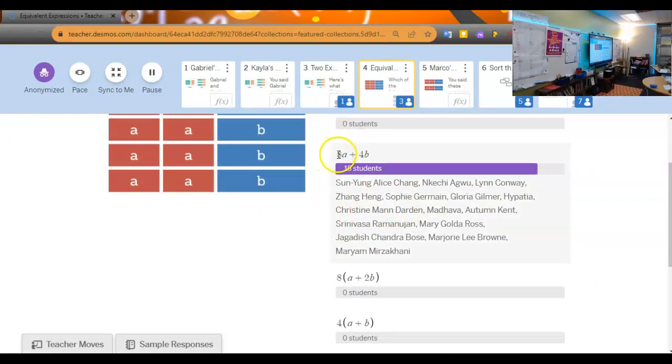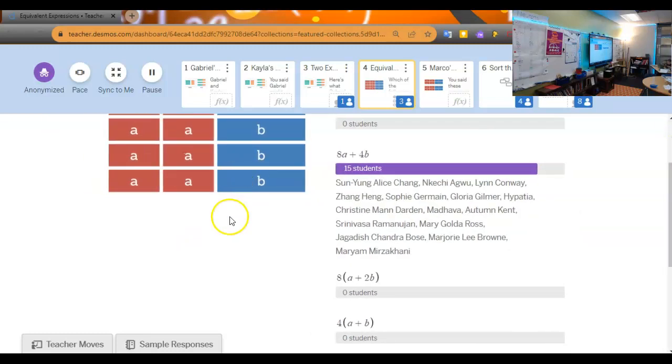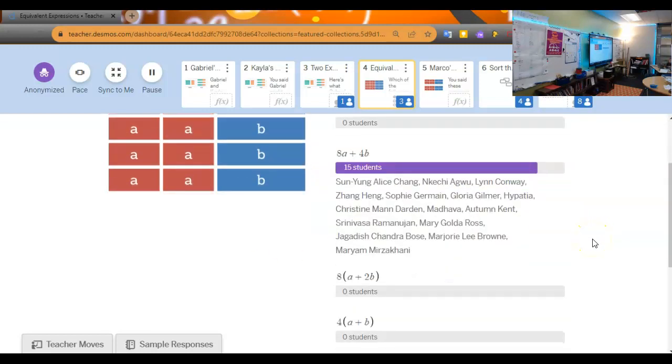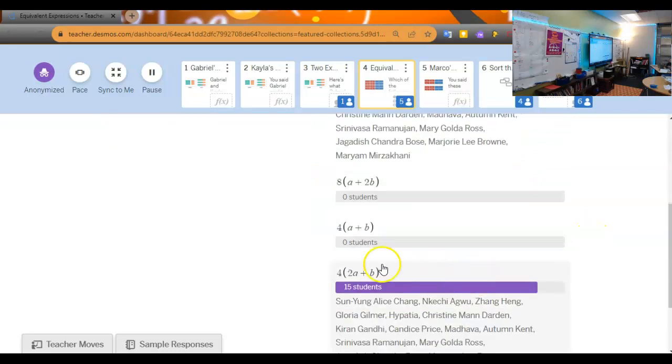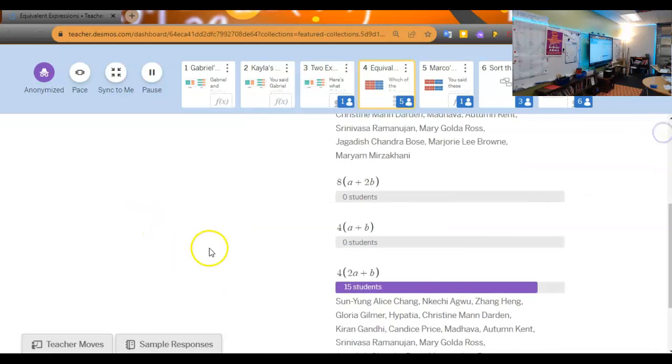15 of us agree on 8 A's and 4 B's. I think I do as well. 8 A's and 4 B's. 15 of us. 4 groups of 2A and B, and 1B, which remember, we don't have to put a 1 in front of B. We know it's 1B.